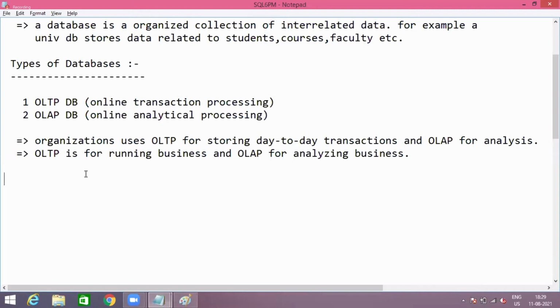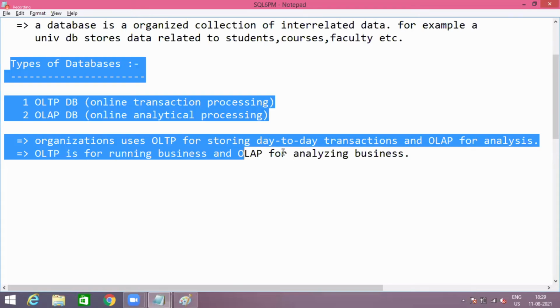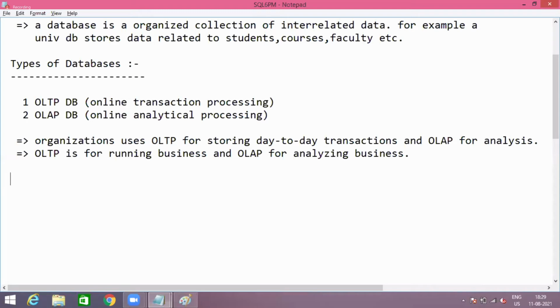Using SQL Server, we can develop both OLTP and OLAP databases. But to operate these databases, we need software. What is that software called? DBMS. DBMS stands for Database Management System.